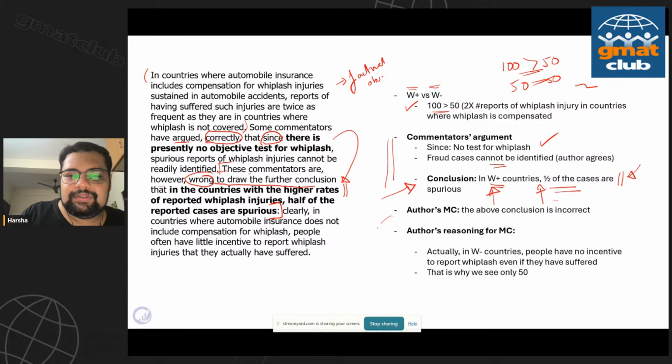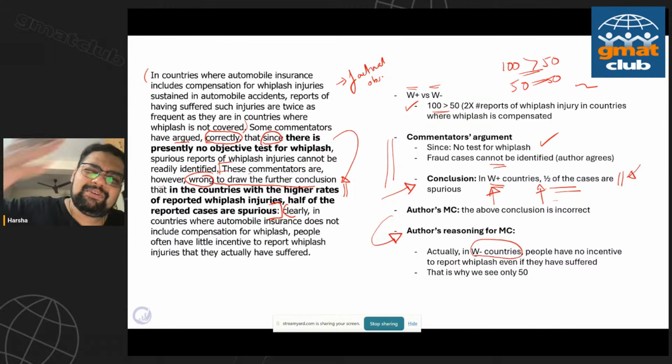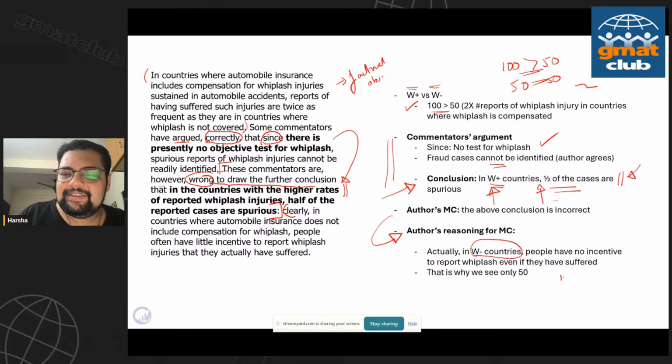And how does the author justify his or her conclusion? Clearly, in countries where whiplash coverage is not provided, there's no incentive to report. Even if I suffer the injury, I'm not going to report it. So what the author is trying to say is, you're currently seeing a stat which is 150. It's actually not the case that in countries where whiplash is covered, people are over reporting. It's actually the opposite case. In countries where whiplash is not covered, people are under reporting.